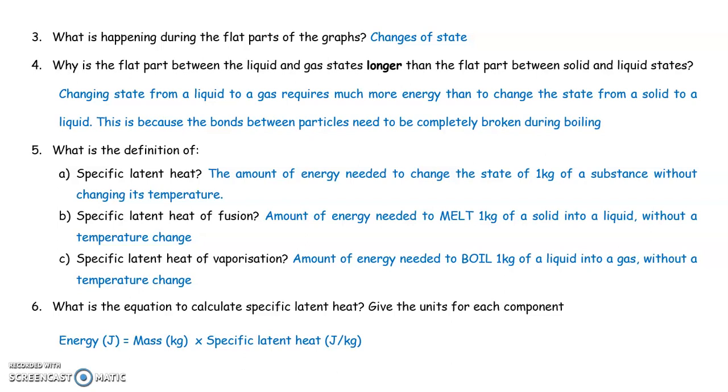Specific latent heat: the amount of energy needed to change the state of 1 kilo of something without changing its temperature. Latent heat of fusion is the amount of energy needed to melt 1 kilo. Latent heat of vaporization is the amount of energy needed to boil 1 kilo. The equation for specific latent heat: energy equals mass times specific latent heat. And this equation works for both latent heat of fusion and latent heat of vaporization.